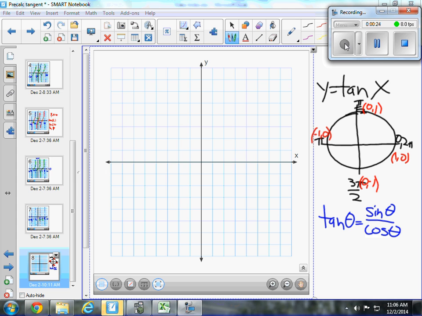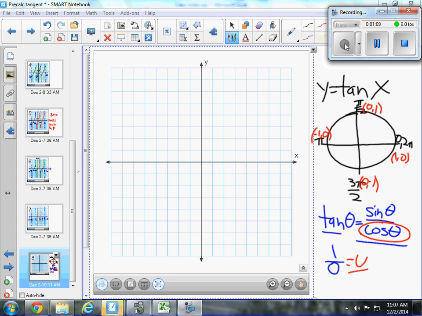It's also really important to remember that tangent theta is equal to sine theta divided by cosine theta. We know we cannot divide by 0. It is impossible to divide by 0. That is undefined. So what I need to look at in my unit circle, in order to graph tangent, is every place that cosine theta is equal to 0.